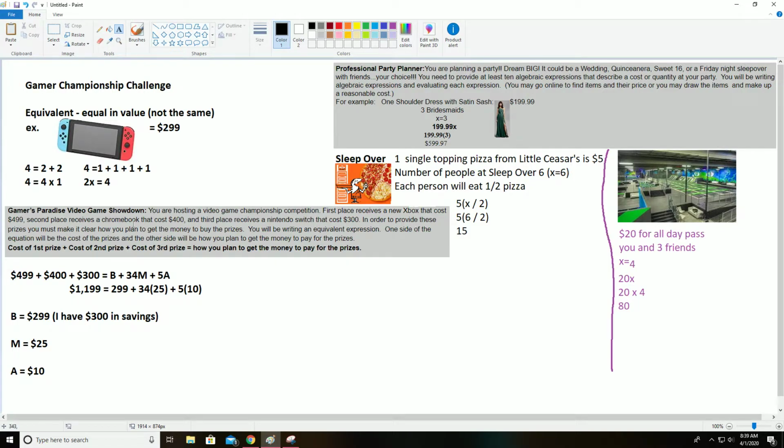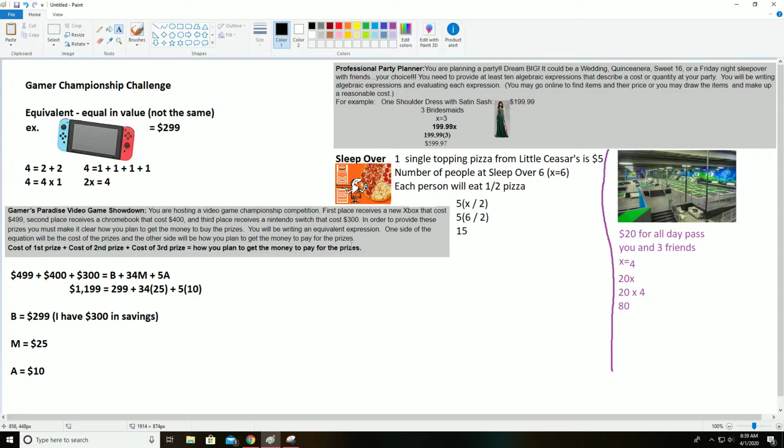In order to provide these prizes, you must make it clear how you plan to get the money to buy the prizes. You will be writing an equivalent expression. One side of the equation will be the cost of the prizes, and the other side will be how you plan to get the money to pay for the prizes. So here's a very vague example that they've given you. Cost of first prize, second prize, plus the third prize equals how you plan to pay for the prizes.